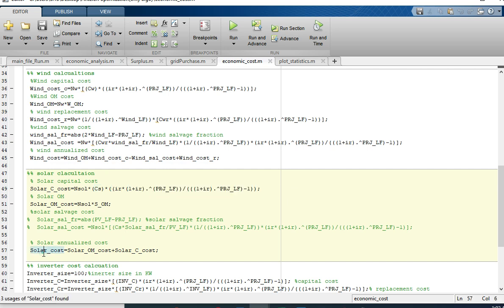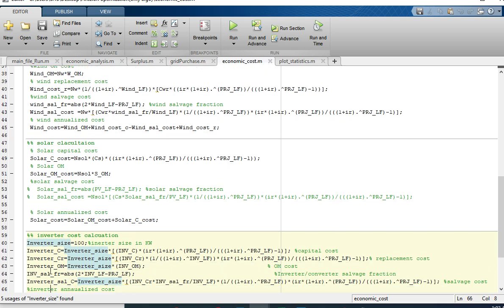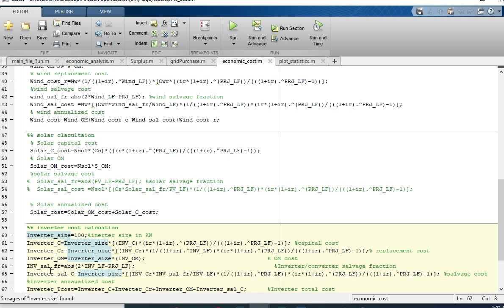So again, the solar cost will be, because it's not replaced, its life and project life are equal, so there will be no salvage and no replacement, just OM and capital cost. Similarly, for the inverter we have size, capital cost, replacement cost and OM cost, because its life is 15 years and the project life is 25 years. So after 15 years it has to be replaced once.